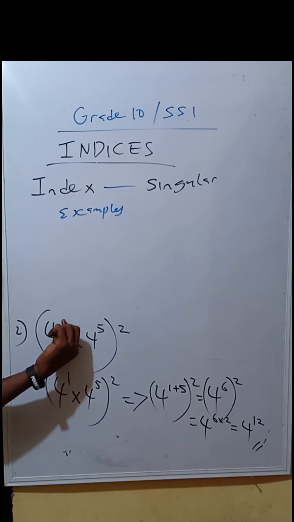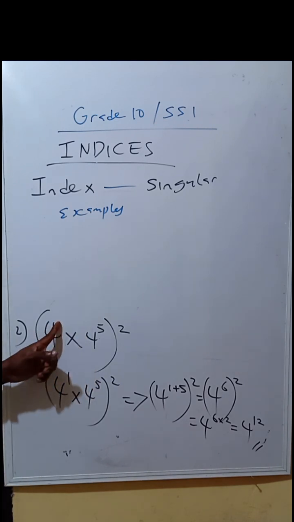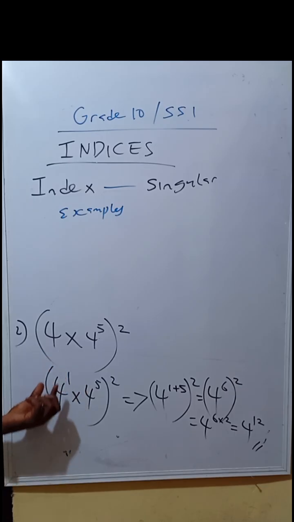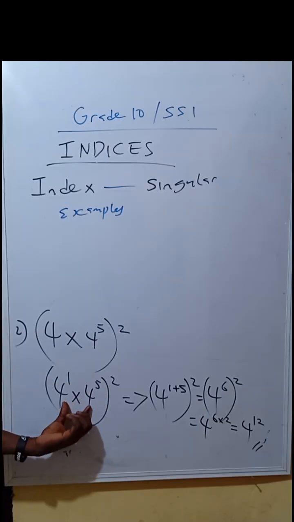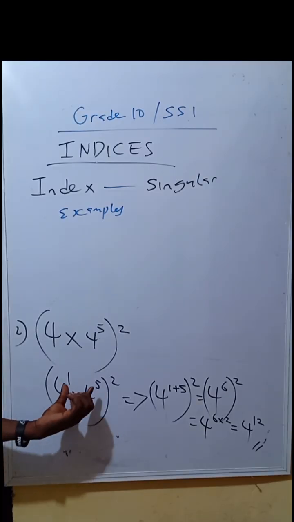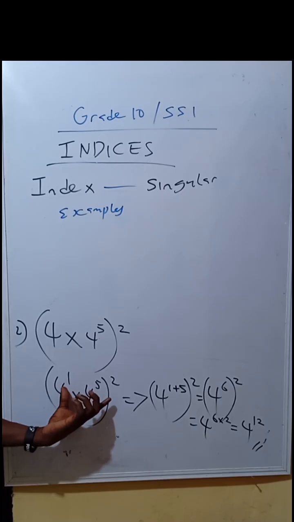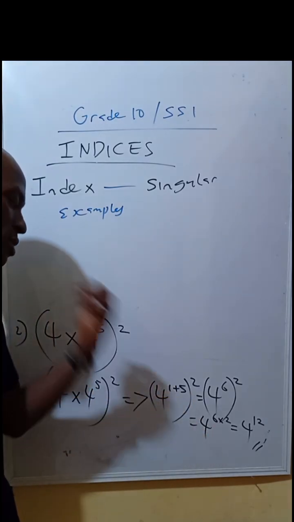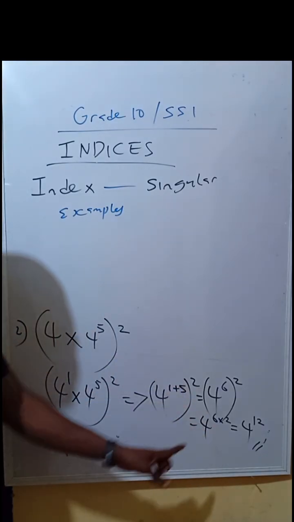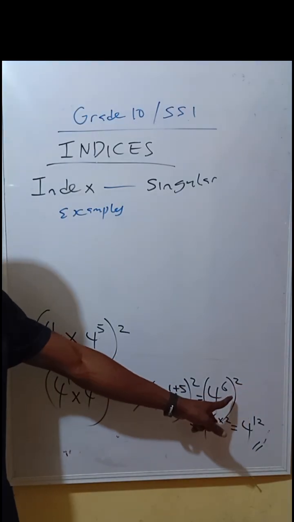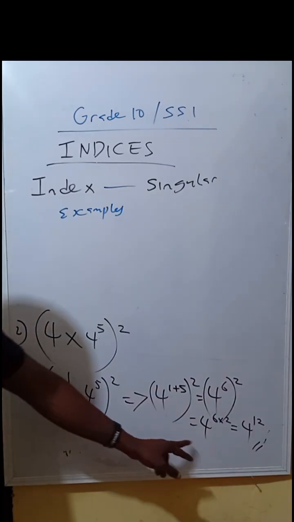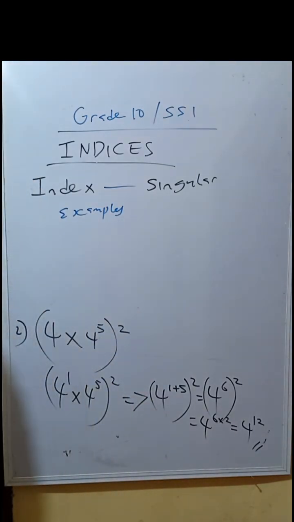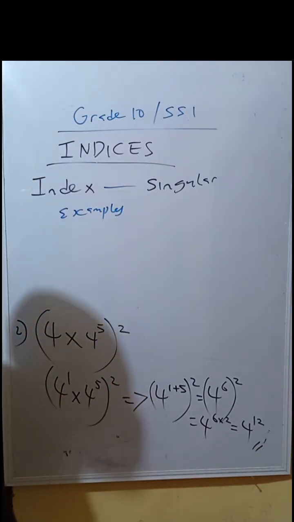We said that this 4 is raised to the power 1, because when there's no power, it's actually raised to the power 1. 4 raised to the power 1 times 4 raised to the power 5. The same law of multiplication: the same base, different power, add the exponents together. 1 plus 5 is 6. 4 raised to the power 6, in brackets, then raised to the power 2. Law of brackets: you multiply the 6 and 2. So you have 4 raised to the power 6 times 2, which is 4 raised to the power 12.